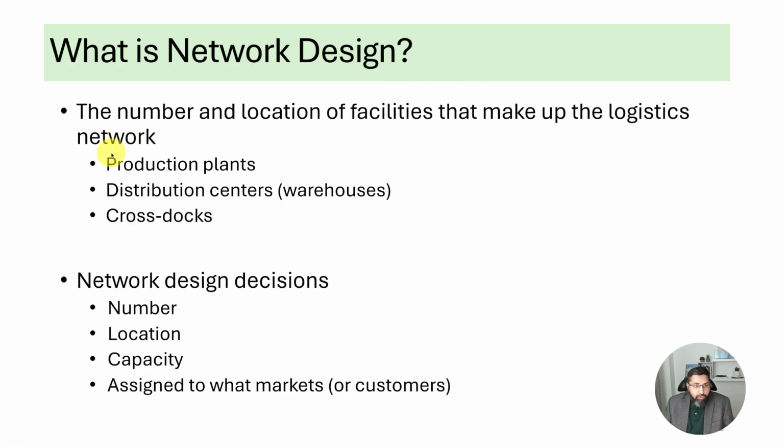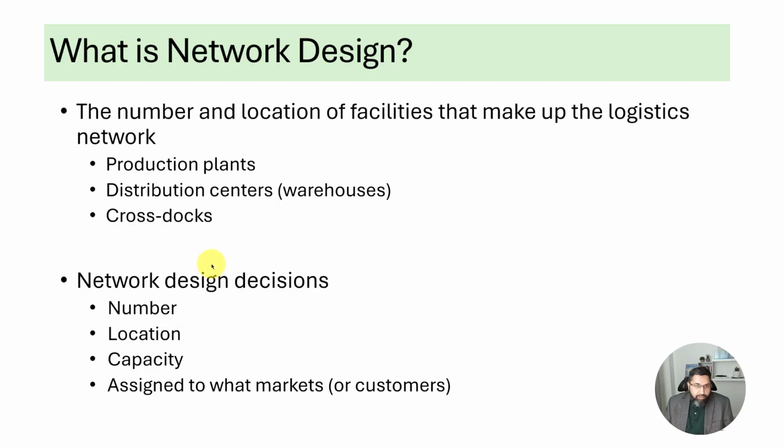The facilities can be production plants, distribution centers, cross-docks, or any other processing facility. When we do our logistics network design, we have to figure out the number of facilities we need, what their locations are, what their capacities are, and which customers or markets each facility will serve. Once these decisions are made with some objective in mind, we have laid out the logistics network, because now when we have determined the facility number and location and which customers they'll serve, we can know the flow of product through this network.